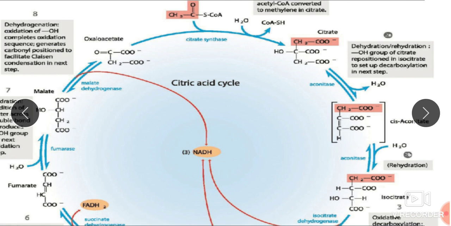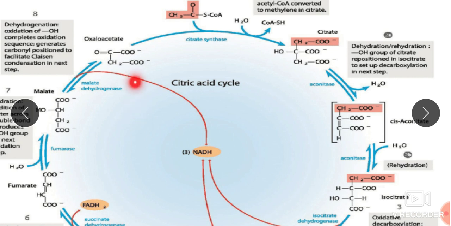The aconitase plays a role in this conversion. Overall, the citrate gets converted into isocitrate. These are isomers of each other. Citrate and isocitrate are isomers of each other, and here the intermediate is cis-aconitic acid. For this isomerization of citrate into isocitric acid, the enzyme necessary is aconitase.